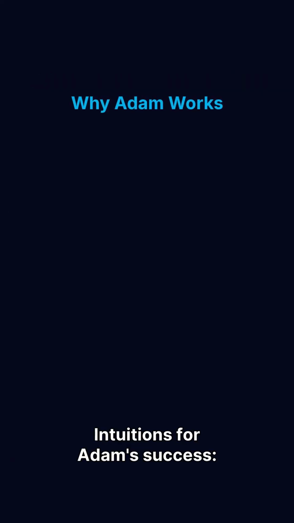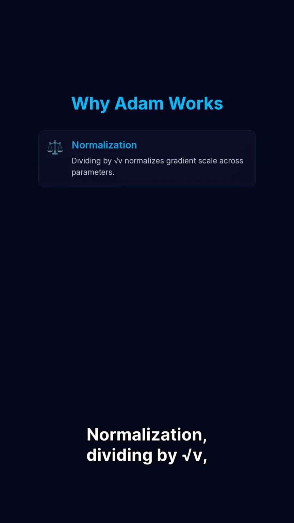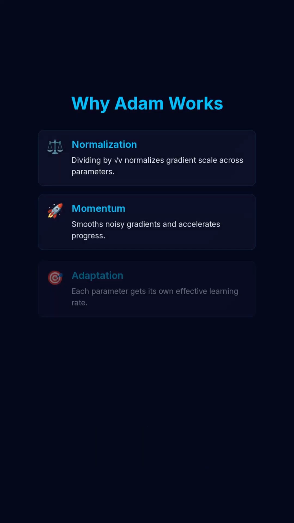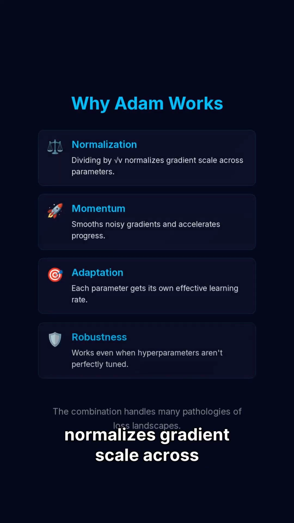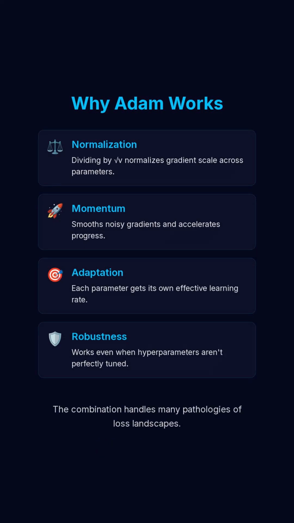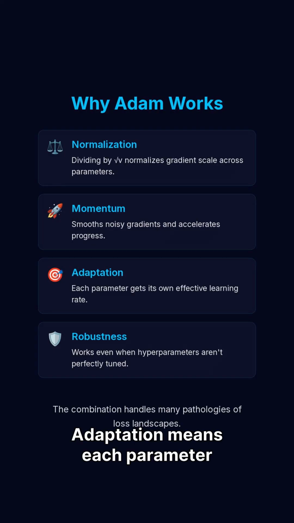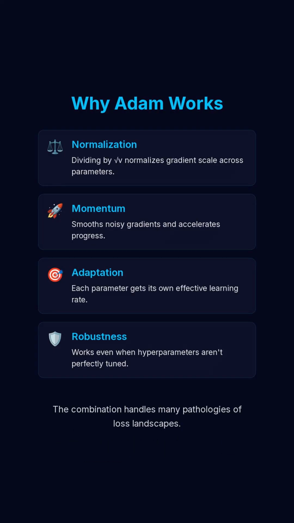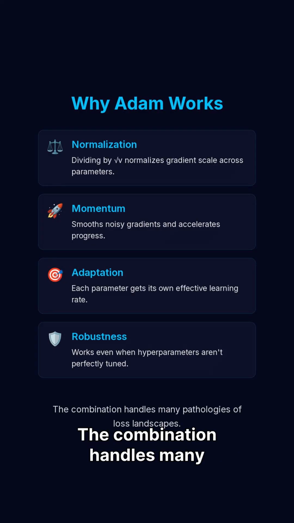Intuitions for Adam's success. Normalization, dividing by the square root of v, normalizes gradient scale across parameters. Momentum smooths noisy gradients and accelerates progress. Adaptation means each parameter gets its own effective learning rate. Robustness ensures it works even when hyperparameters aren't perfectly tuned. The combination handles many pathologies of loss landscapes.